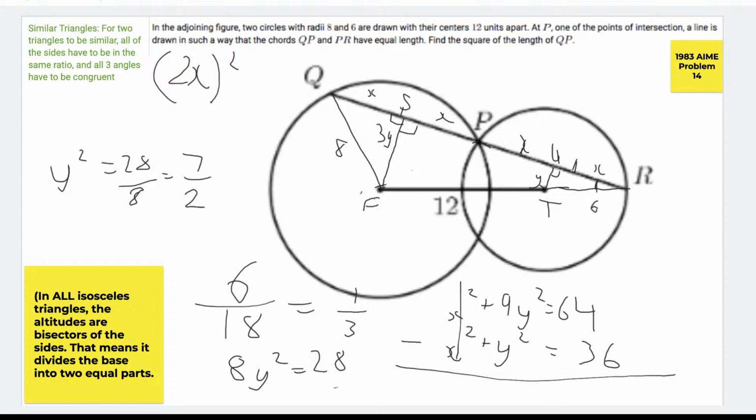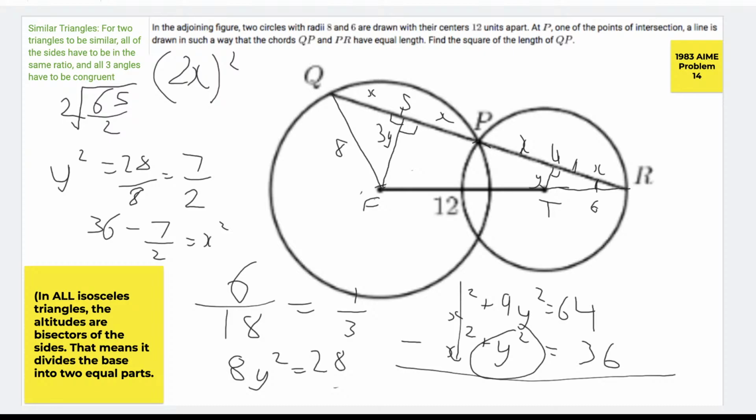And we're just going to substitute this back in here to find x squared. So 36 minus 7 over 2 equals x squared. And then, 36 is 72 over 2 because you take the LCM. That means x squared equals 65 over 2. And x equals the square root of 65 over 2. And what we want to find is 2 times this, squared. So 2 times the square root of 65 over 2, squared.